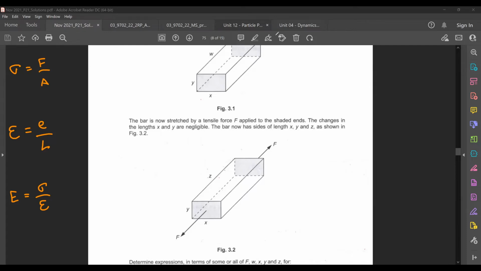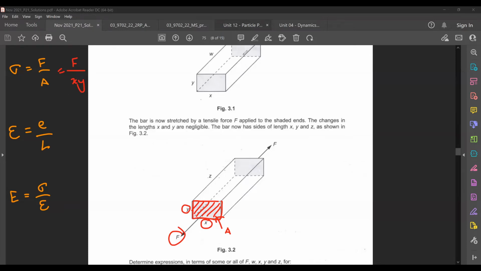For stress, our force is this F here, but our area is the area perpendicular to the force, right? So our area here would be this one here. Okay, this one is our area. So our area is actually the product of X times Y.